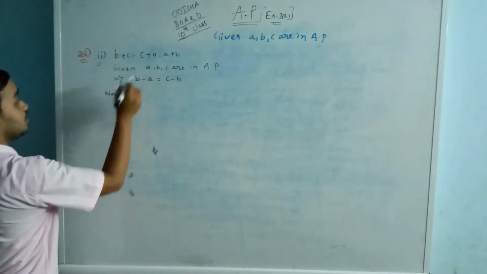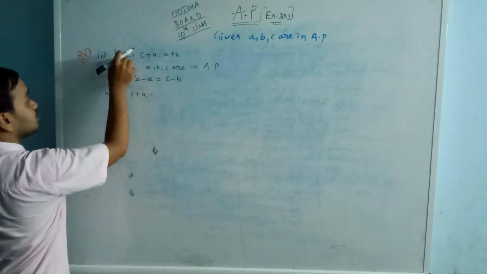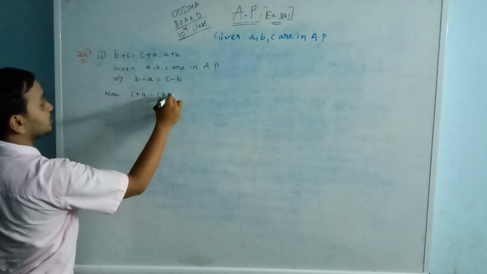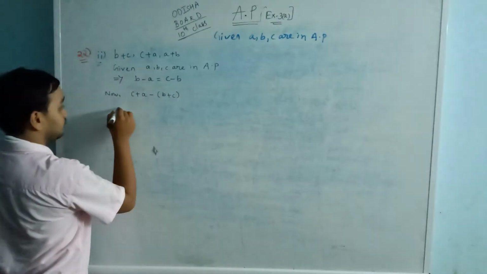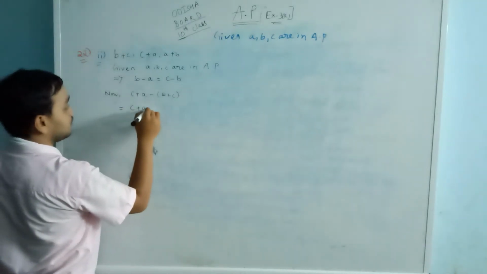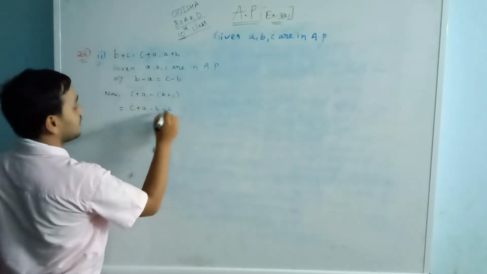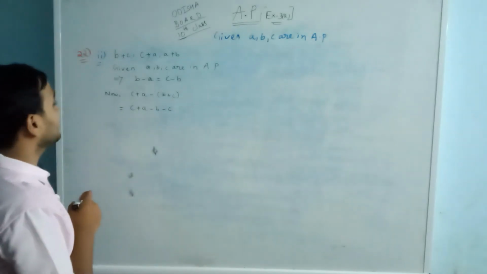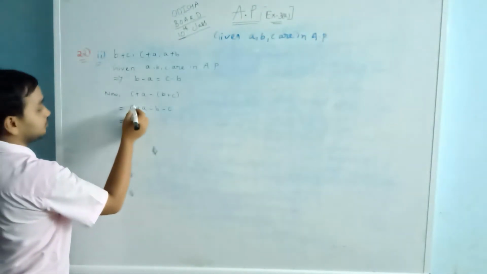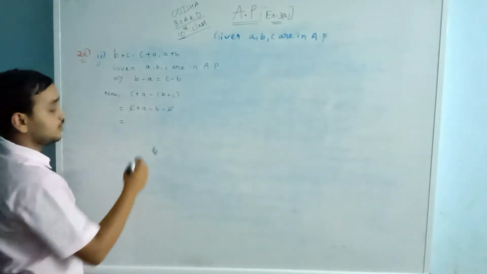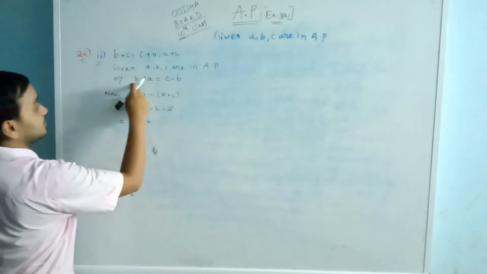Now C plus A minus B plus C. See what will come. C plus A minus B minus C. Anything will cancel? Yeah. C plus C minus will cancel. Remaining what? A minus B. Okay. See, this is the equation.